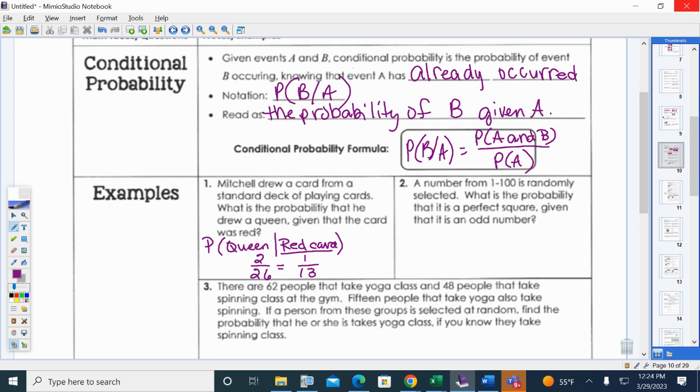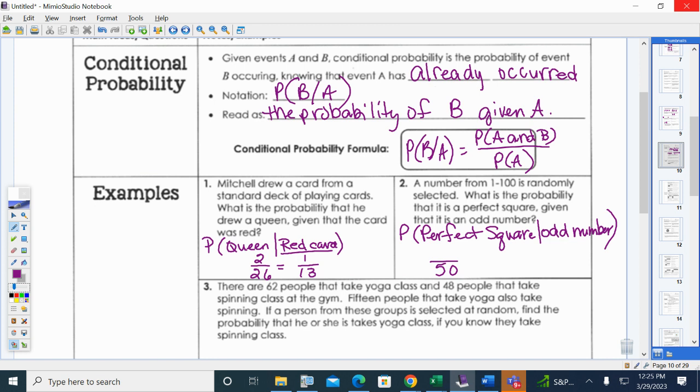A number from 1 to 100 is randomly selected. What is the probability that it is a perfect square given that it is an odd number? So again, we want the probability of a perfect square given that it's an odd number. So how many odd numbers from 1 to 100? Well, half, it's either even or it's odd. So half of those numbers are going to be odd numbers. So 50 out of the 100 are going to be odd numbers. Now, of those odd numbers, how many are going to be perfect squares?